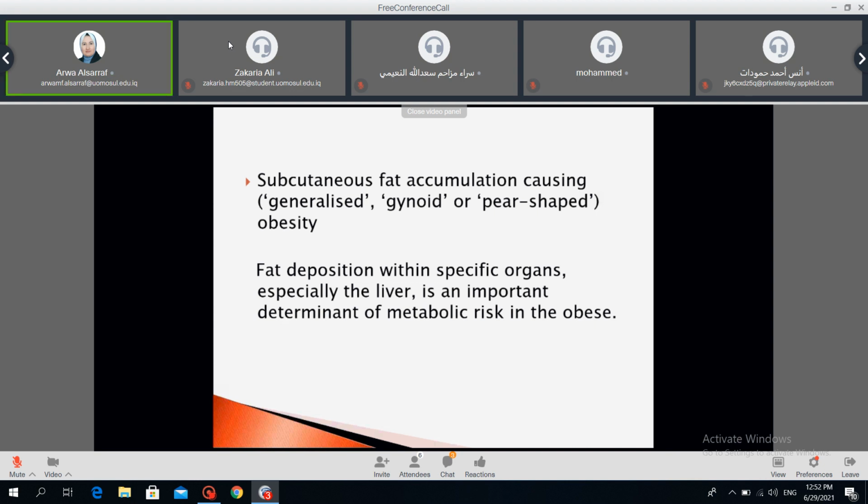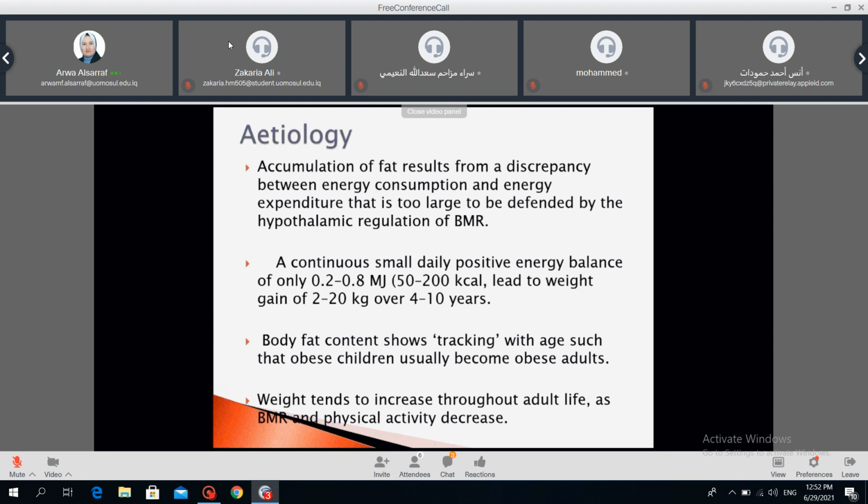What is the etiology of obesity? The accumulation of fat will result from a discrepancy between energy consumption and energy expenditure, as we say. That is too large to be defended by the hypothalamic regulation of basal metabolic rate. ذكرون بالمحاضرة السابقة حكينا على البالانس, and it is usually regulated by special hormones secreted from the stomach, the ghrelin, and the leptin, which is secreted from the adipose tissue.